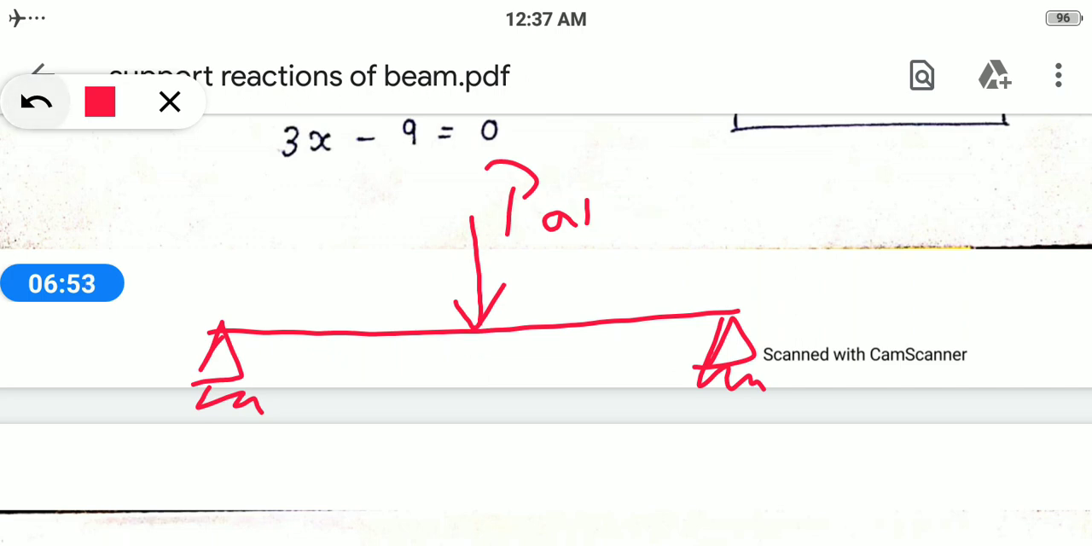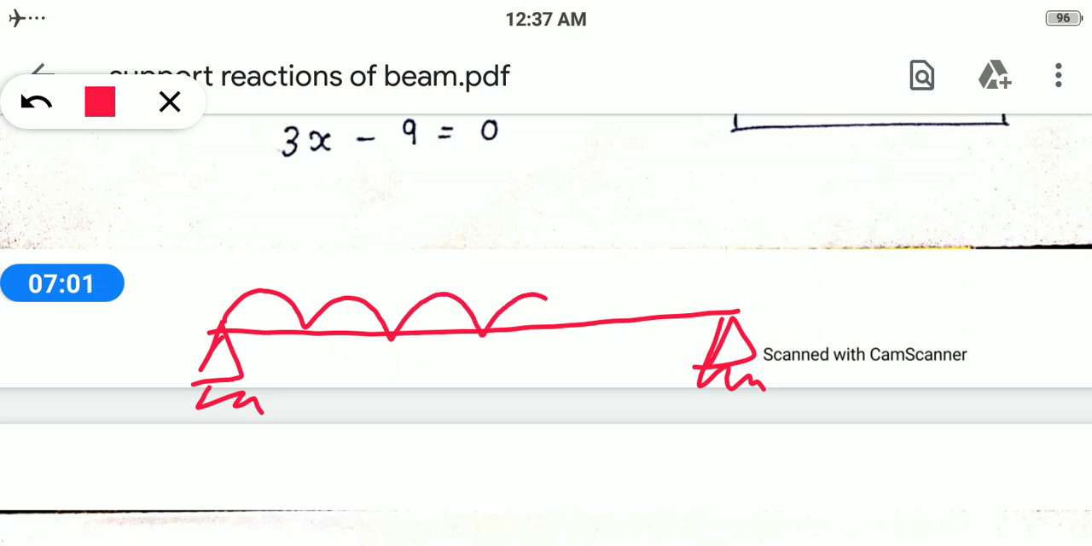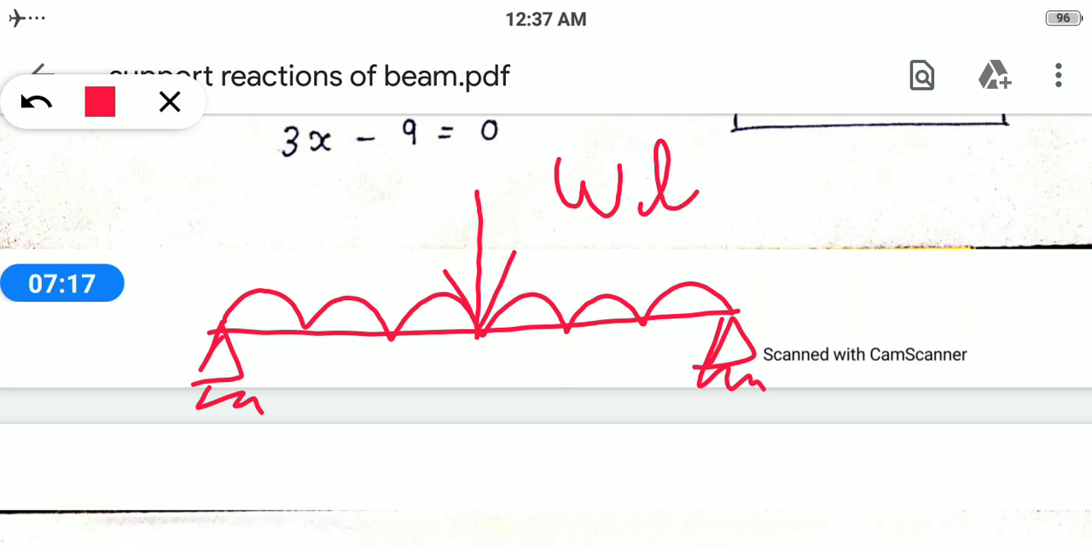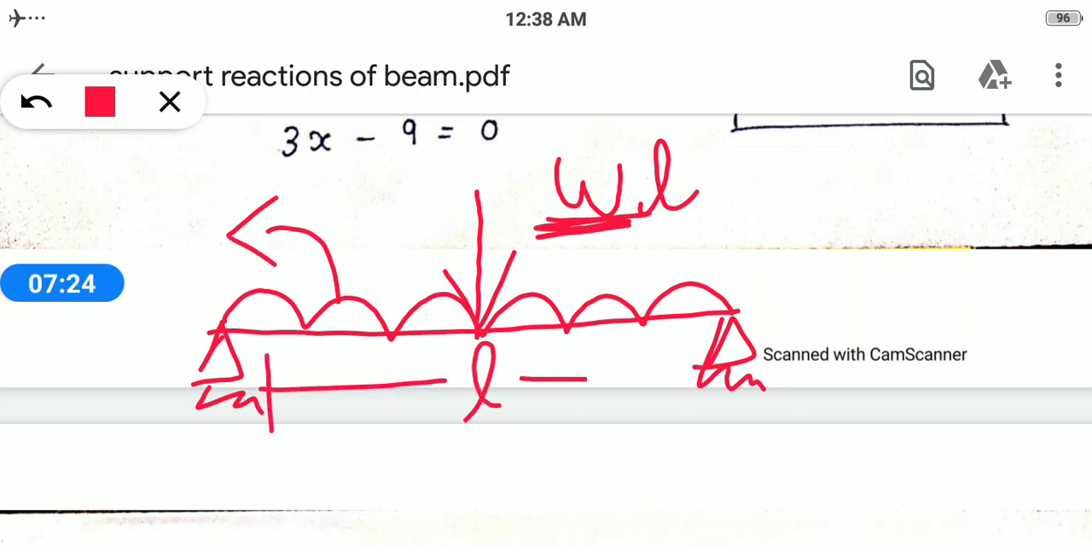This is one condition. And the other condition is the uniformly distributed load, that is UDL, distributing uniformly over the whole distance. Whenever there is a UDL, we have to convert that UDL into a point load. To convert that, we can take the formula W into L. What is this W? This W is the load of your UDL and L is the length of your beam. This is the formula to convert your UDL into your point load.